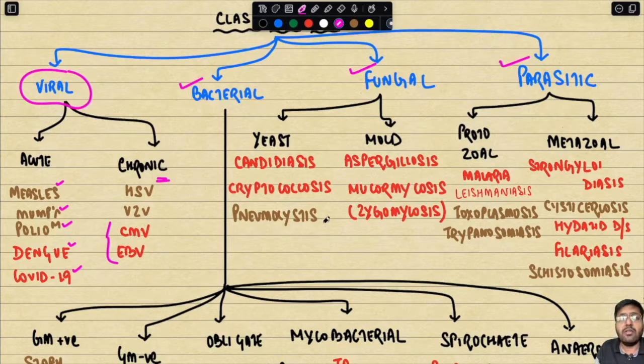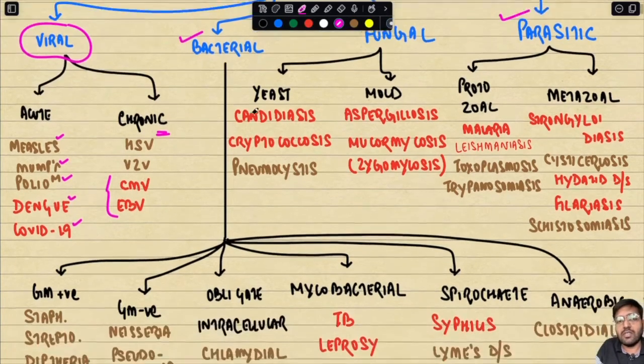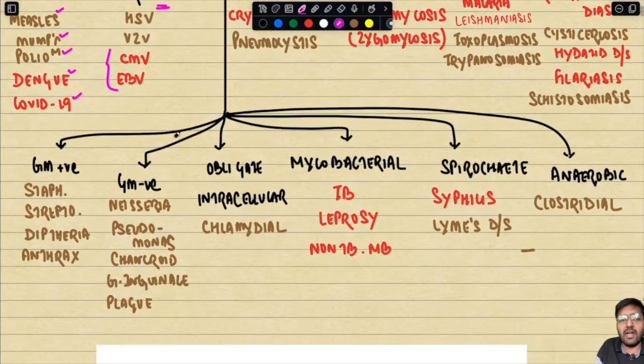Now coming to the bacterial causes of infections, they are divided into gram positive, gram negative, obligate intracellular organisms, mycobacterial, spirochete and anaerobic organisms. So under the heading of gram-positive organisms, we have Staphylococcus, Streptococcus, diphtheria, anthrax.